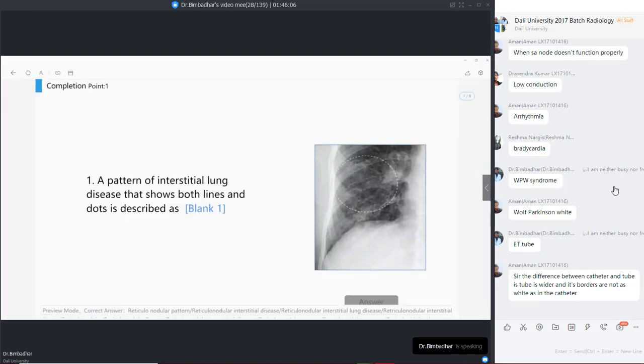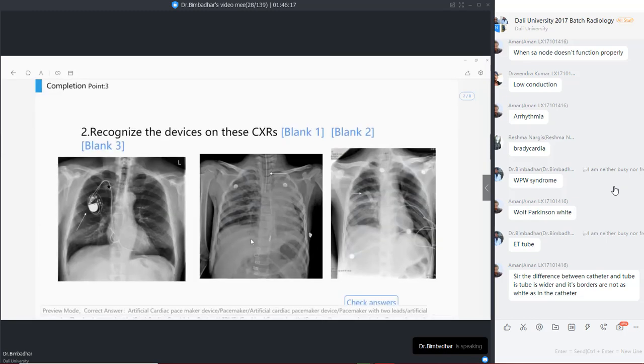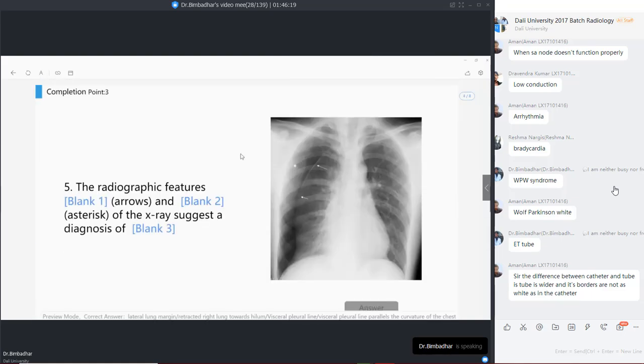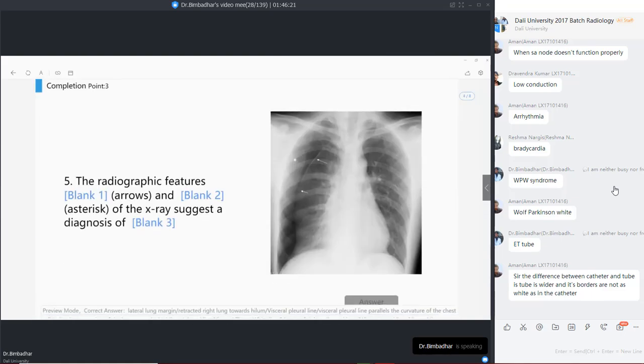The difference between the catheter and a tube is that a tube is wider, and its borders are wider, as opposed to a catheter. Catheters are generally rubber or silicone things. A catheter is a very thin tube, whereas a tube is much wider and has a wider border.